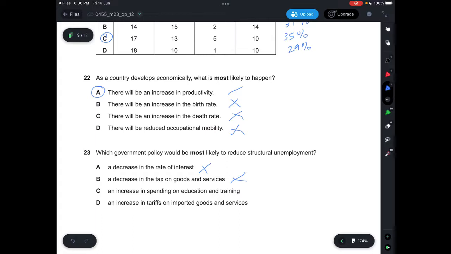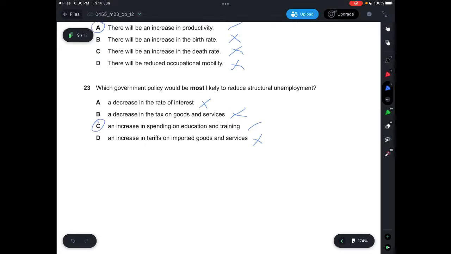C, an increase in spending on education and training, which is correct. And D says an increase in tariffs on imported goods and services, which is not correct. An increase in tariffs on imported goods and services would result in the AD curve shifting to the right, but then it's also because of cyclical unemployment, because of recession-related matters. So the answer is C, which should help the labor force in general to have more training and skills on new technology.